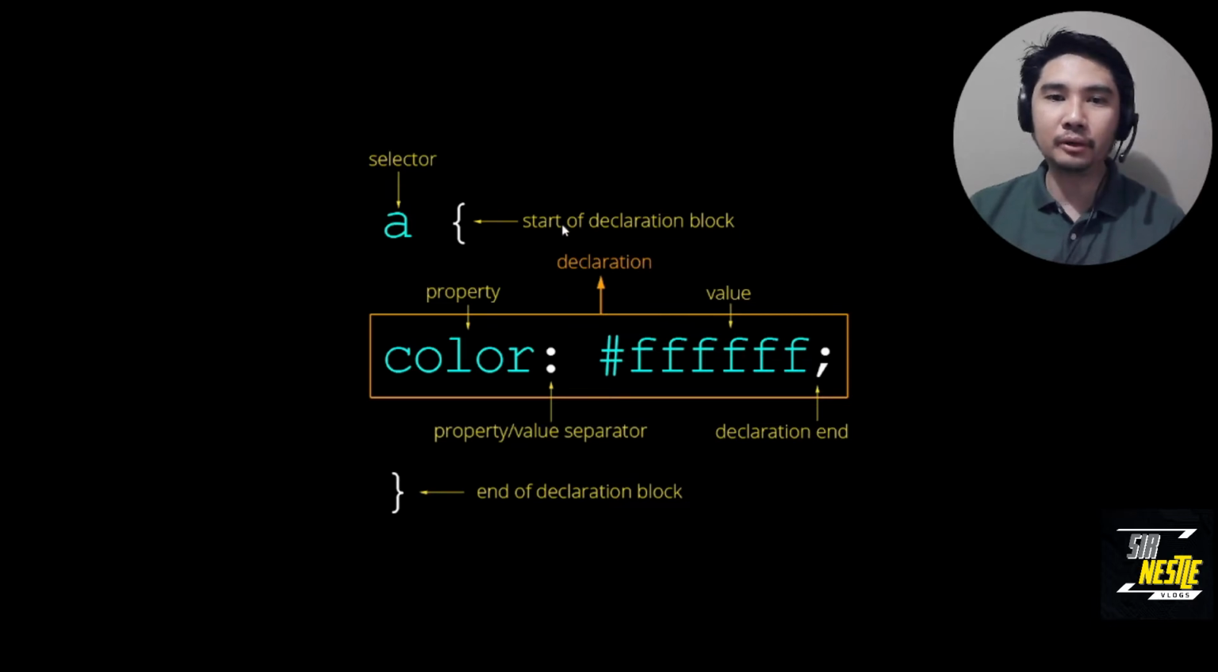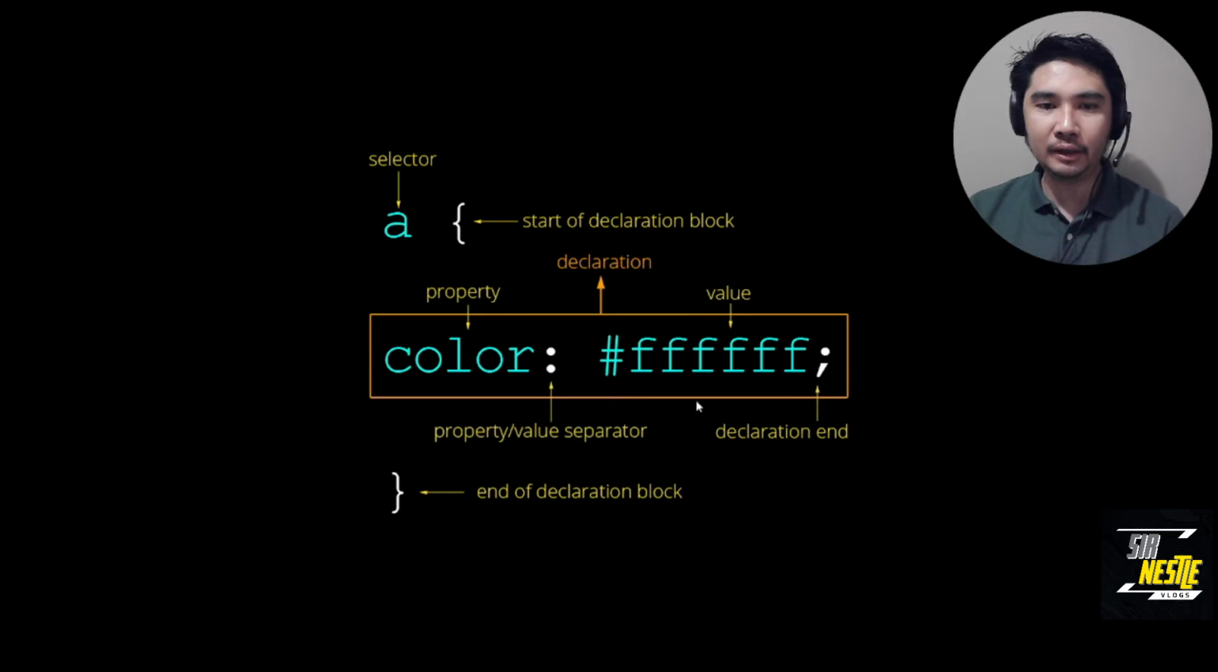The second part would be the start of the declaration block. This will set the rules of styles that you're going to apply to your selector. In this case, we notice that we have here a declaration for color, wherein color is the property, and then hashtag FFFFFF, which is the hex value for the color, is the value. So we can assume that the color will be white, because it has six Fs.